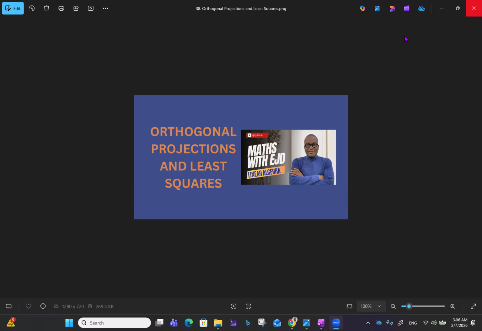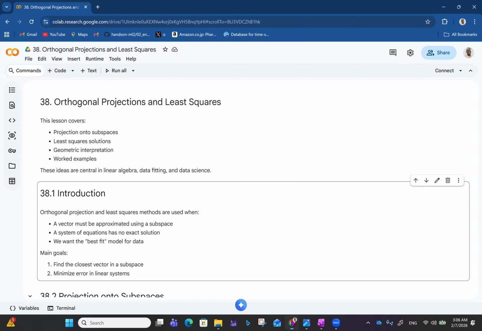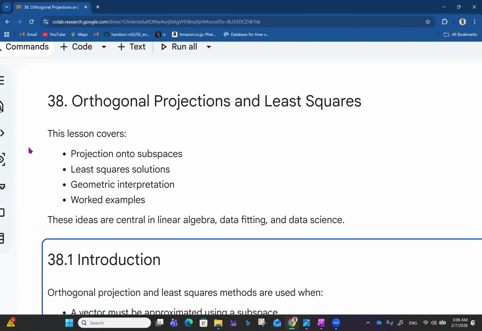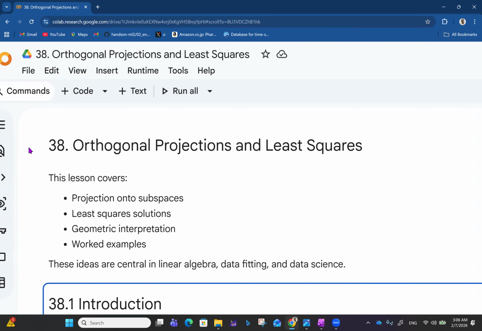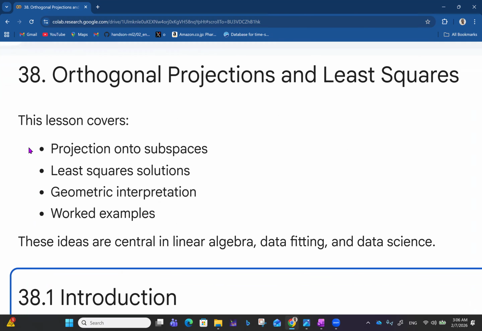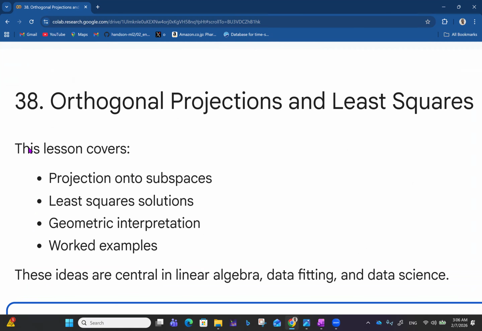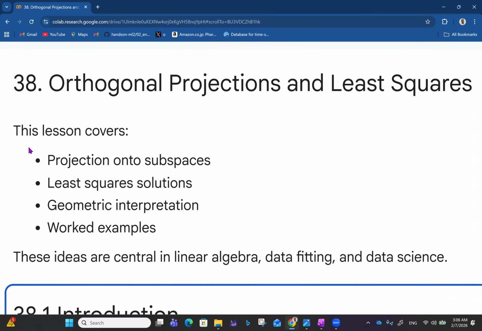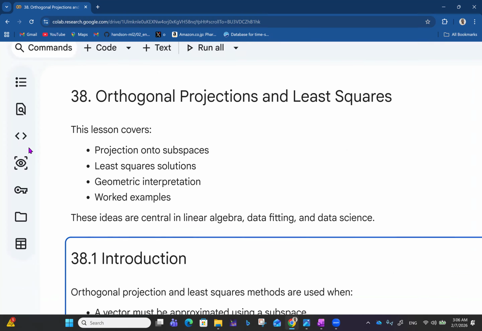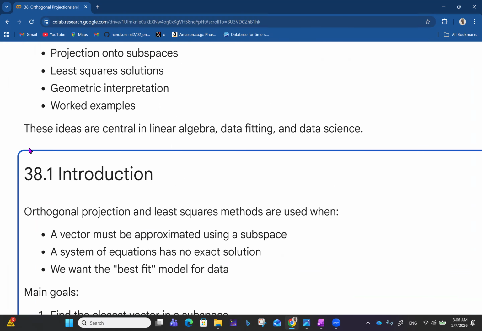Still talking about orthogonality and approximations. This video focuses on orthogonal projections and least squares. So this lesson covers projection onto subspaces, least squares solutions, geometric interpretation, and some worked examples, and these ideas are central in linear algebra, data fitting, and data science. Of course, the idea of least squares already should tell you something.